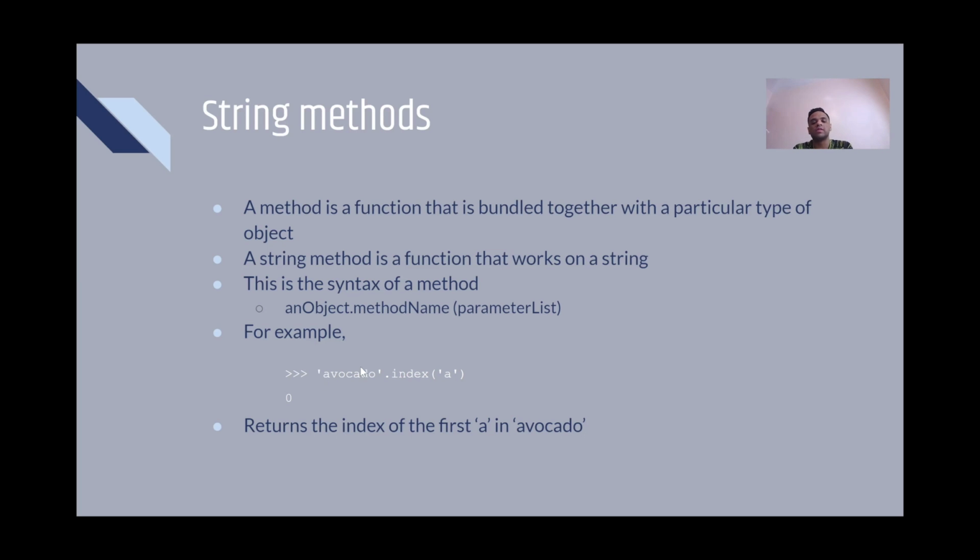So that's what this is. The object right here, the string avocado, is the object. The method right here is index. And this is the parameter, and the parameter we're passing in is asking for the index at character A. And that's what it is. It returns the index of the first A in avocado, which is 0.